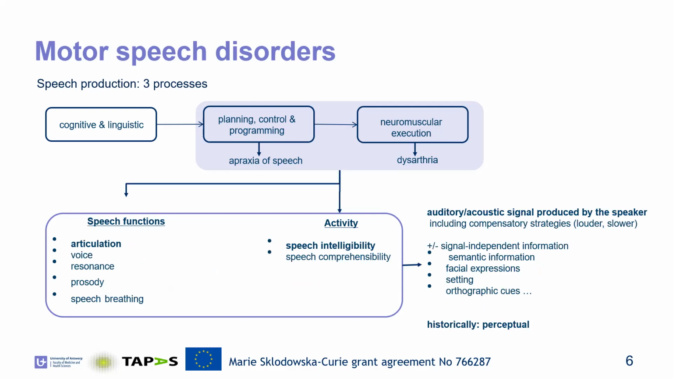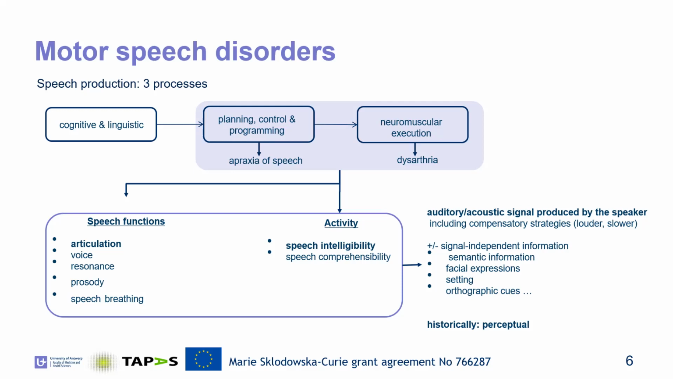Now, when it comes to the assessment of speech functions and the activity level, there we really rely on auditory acoustic signal produced by the speaker. And that includes obviously all the compensatory behavior of the speaker, speaking louder, speaking slower. Either it's a learned or a taught compensatory behavior, or the patient is doing that spontaneously.